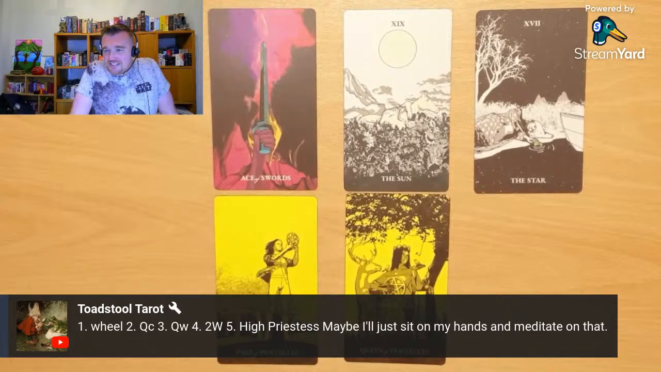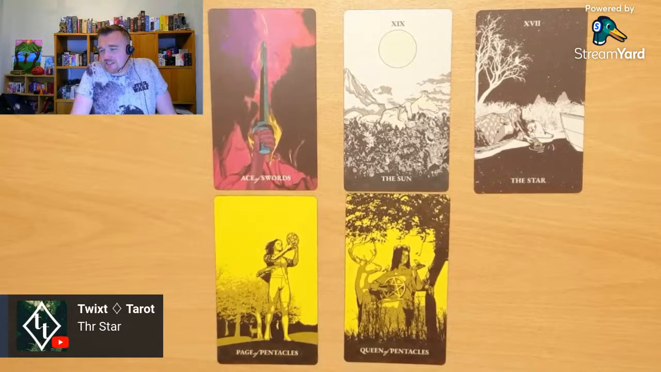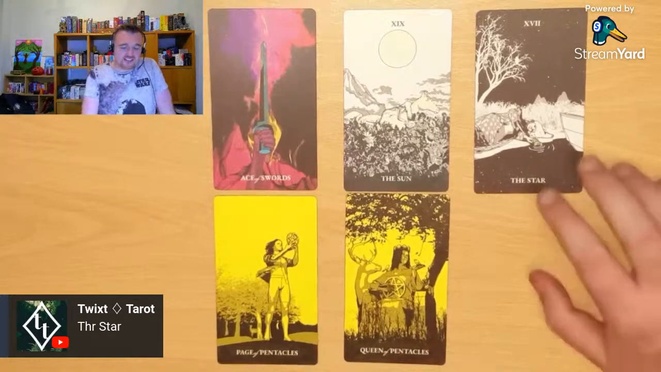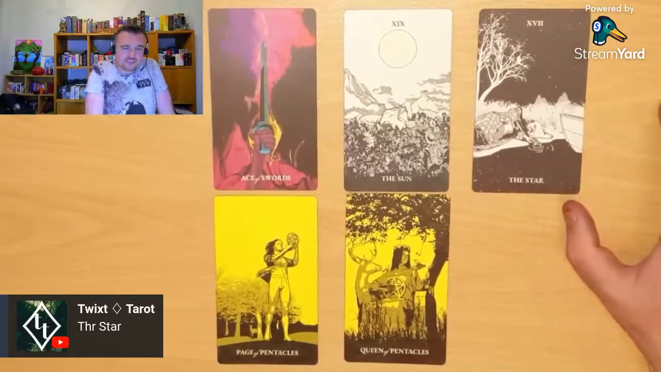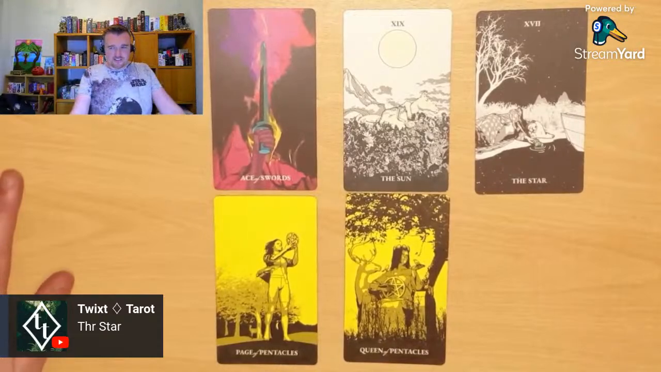High Priestess for Robin. Maybe I'll just sit on my hands and meditate on that. Okay. The Star for Twixt. I talked a bit about how I see that as the healing from stuff, healing from the shitstorm that is the Tower.